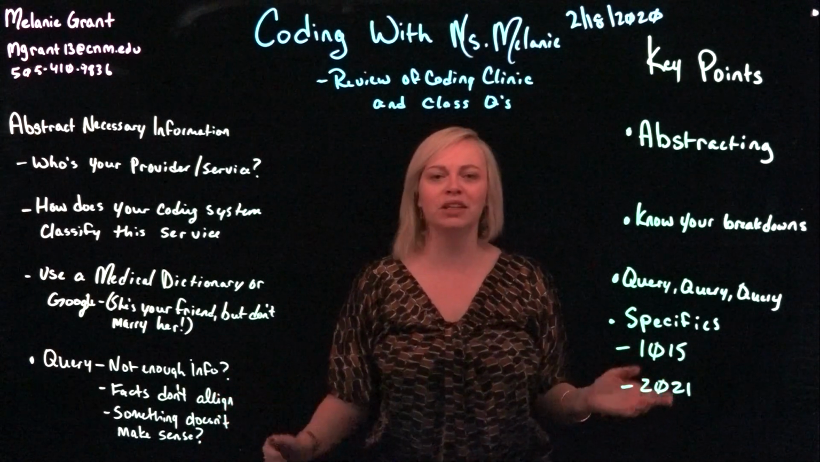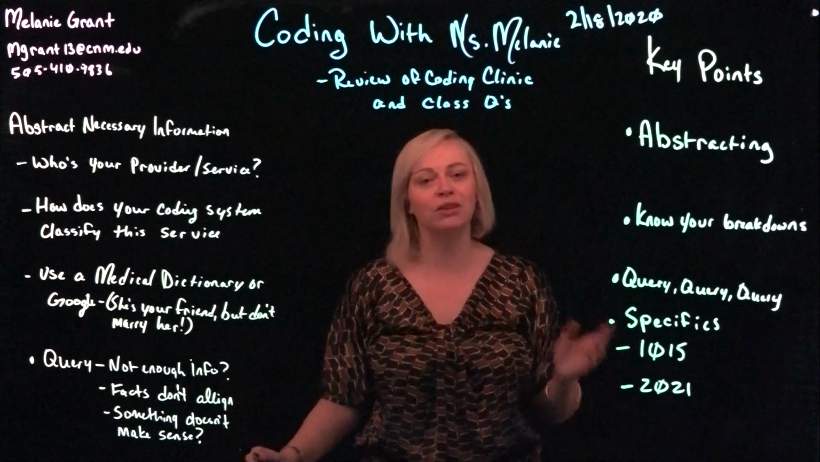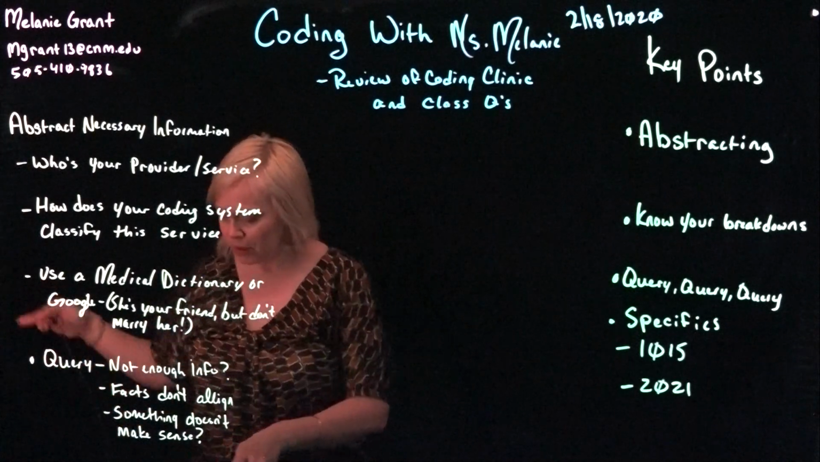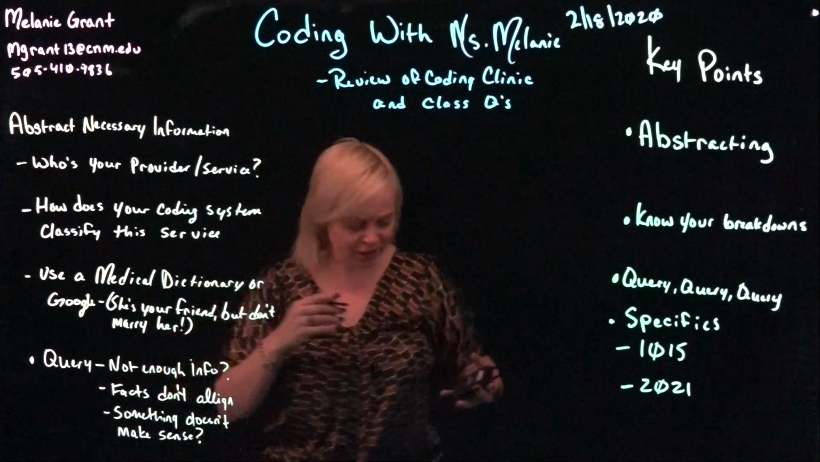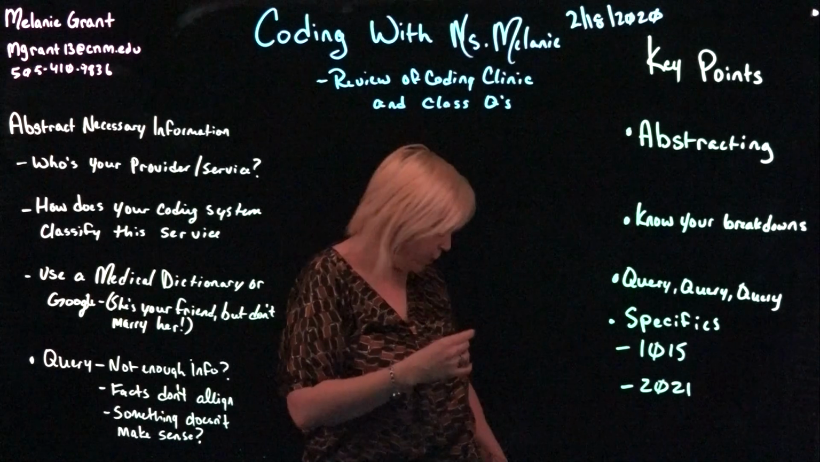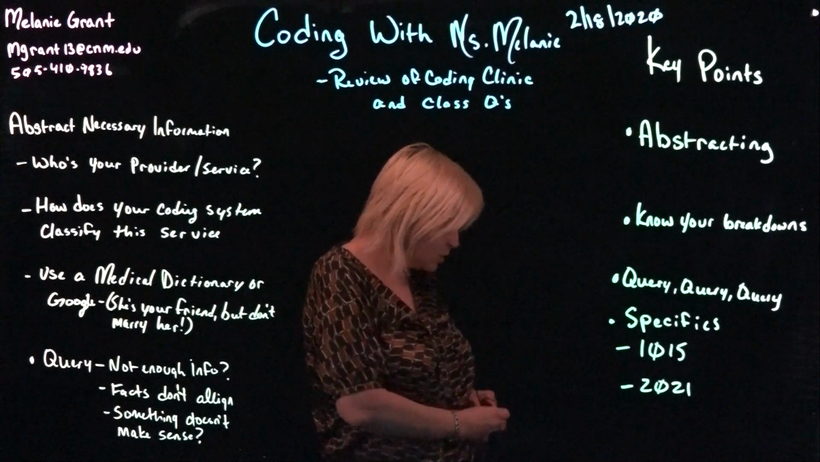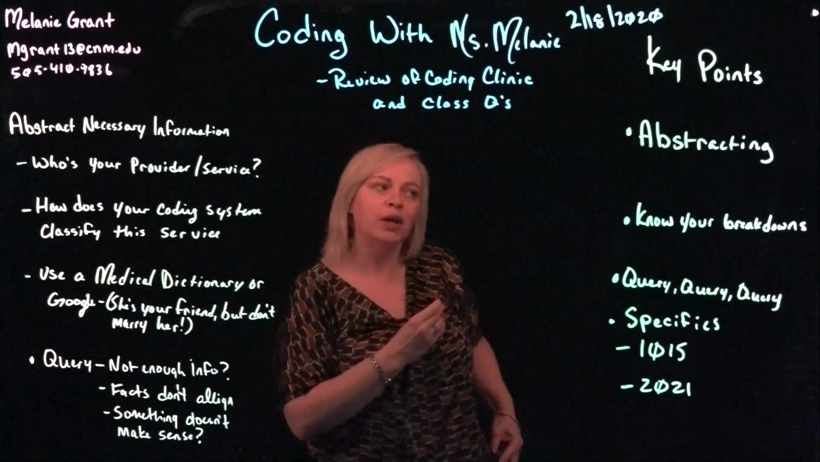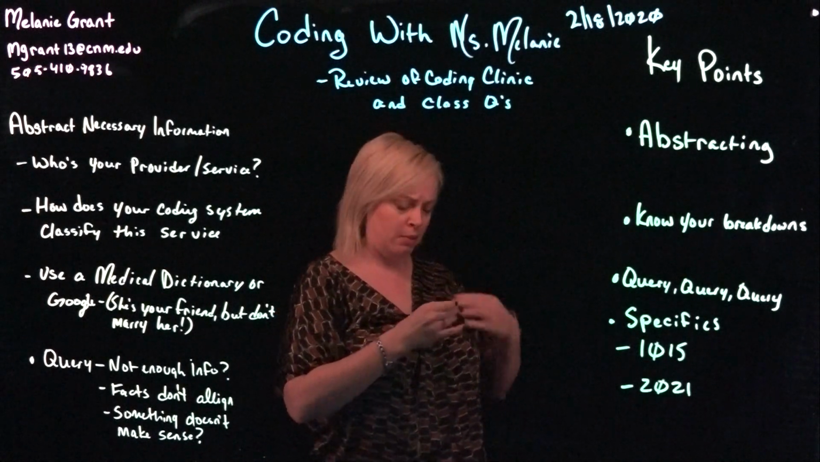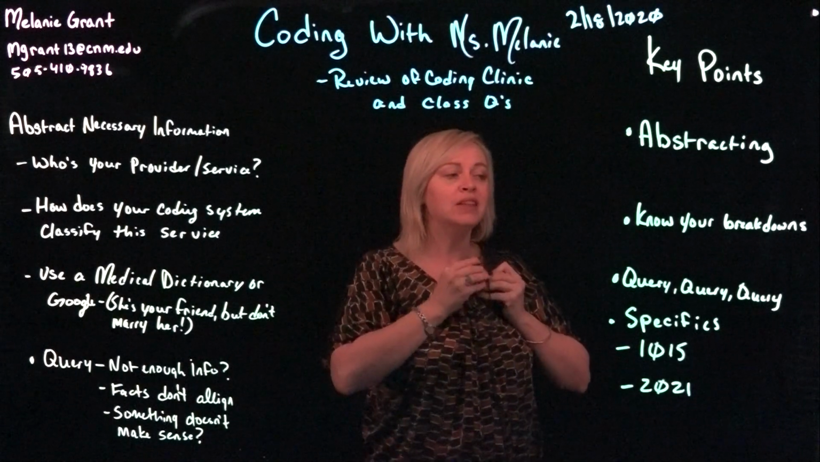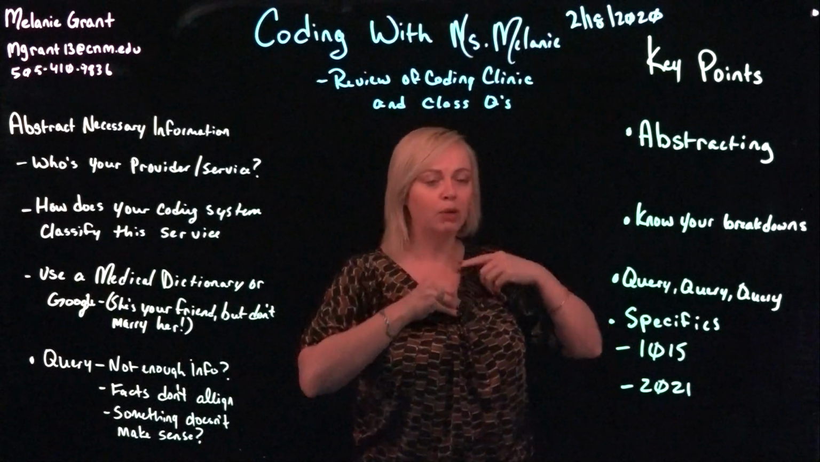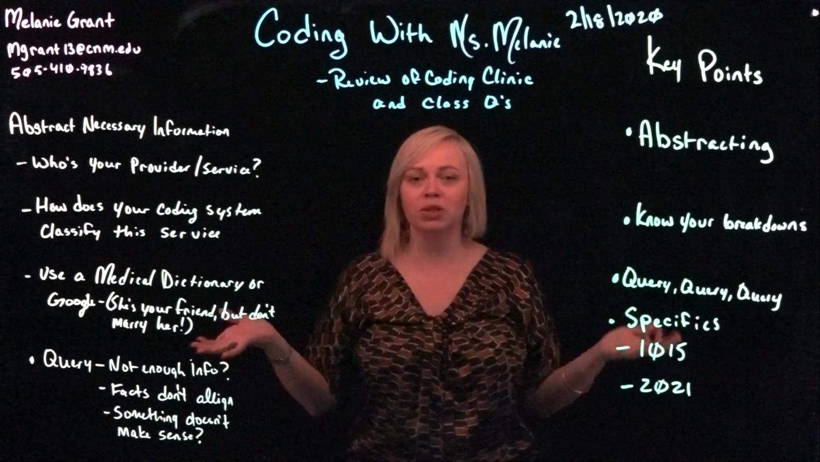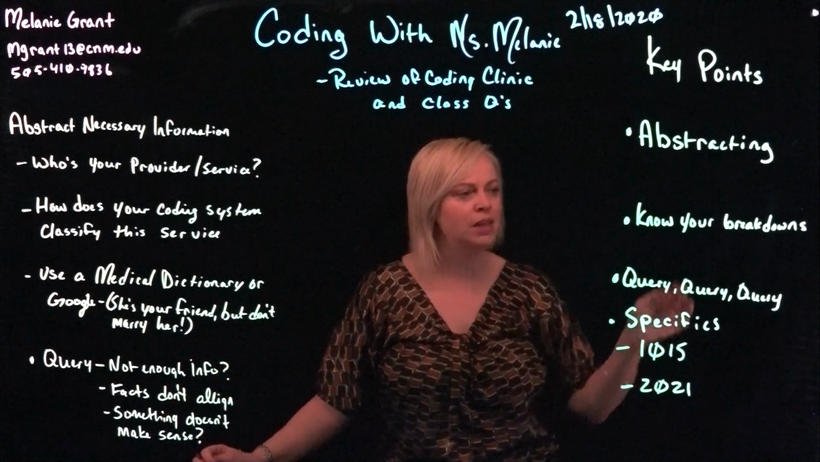So let's take a look at some of the things we had come up this week, either during Coding Clinic or some of the questions I've had in general. While I do this, I'll go ahead and put the microphone on because that tends to help. Our key points this week. One of the biggest questions I've had is questions on abstracting. What am I abstracting? How do I know what I'm looking for? How do I find this information? How do I read a doctor's note? Okay, so we'll talk a little bit about that, which applies to all of our coding classes.